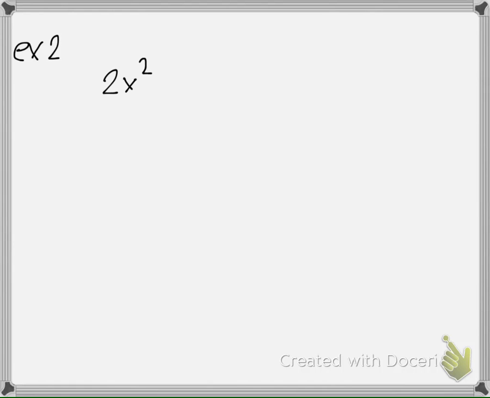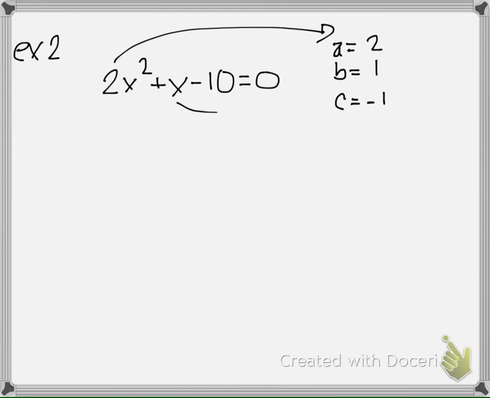Try to solve 2x squared plus x minus 10 without factoring, and instead using the quadratic formula. Pause the video, try it out, and then hit play to see the solution. I'm going to move over this very quickly here. A is 2, B is 1, and C is negative 10. There's the 2. There's the 1. There's negative 10. Okay, so that's where all of that comes from.